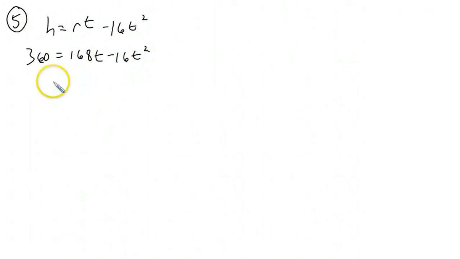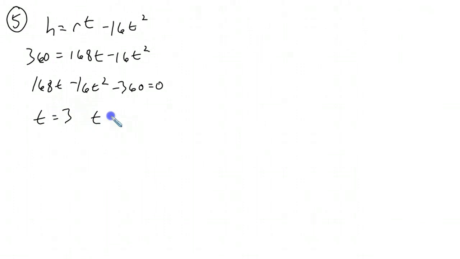So once again, just like before, it's just quadratic, so we need to set it equal to 0. So we have 168t minus 16t squared minus 360 equals 0. It doesn't really matter the order, so I'm just going to use the calculator to figure this out. So I plug it in, find my zeros, and for this one I'm going to have 2 zeros at t equals 3 and 7.5.